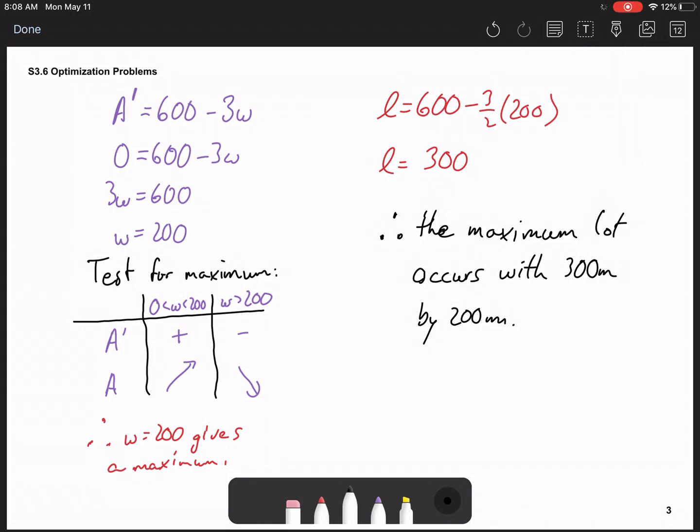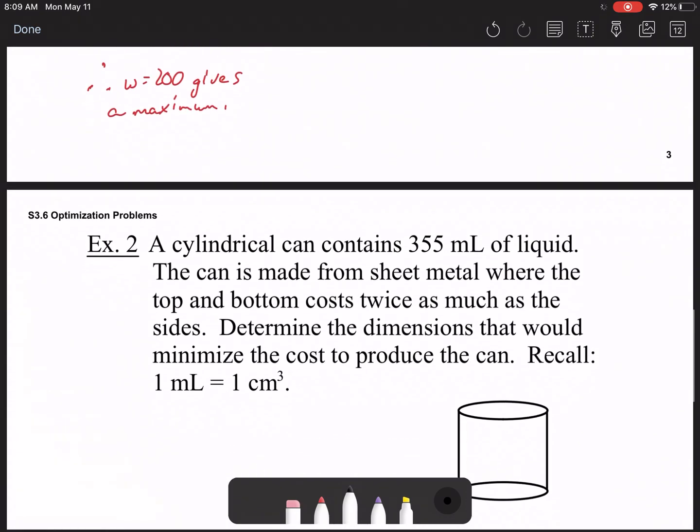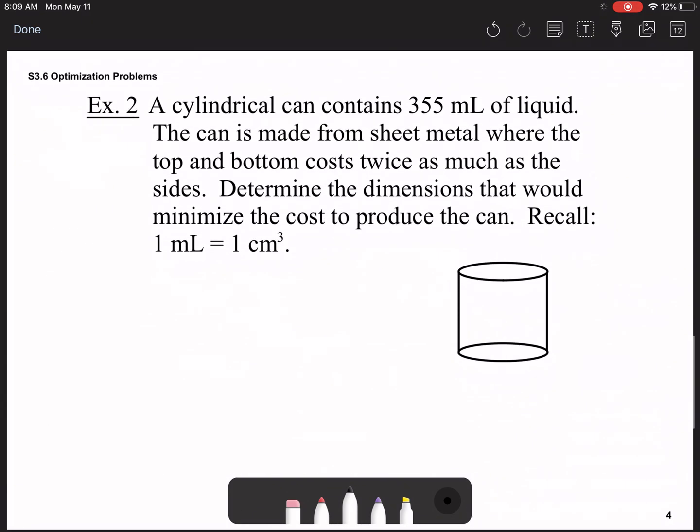Okay, and there we go. Problem solved. Let's try another problem. A cylindrical can contains 355 milliliters of liquid. The can is made from sheet metal where the top and the bottom cost twice as much as the sides. Determine the dimensions of the can that will minimize the cost of the can.